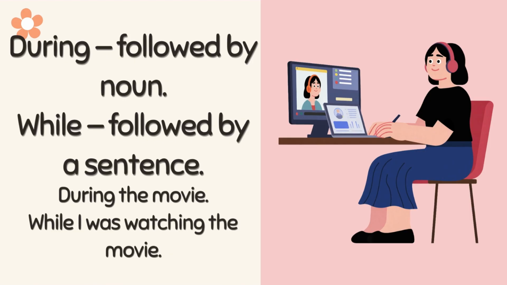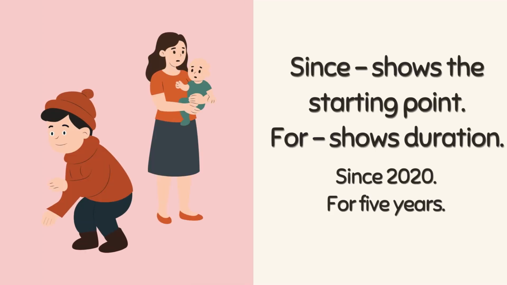For during and while, the difference is this. During is followed by nouns, and while is followed by a sentence. For example, during the movie, while I was watching the movie. Here is another one, since and for. You use since to show the starting point and for to show the duration. So, I've lived here since 2020, starting point, and I have lived here for 5 years.